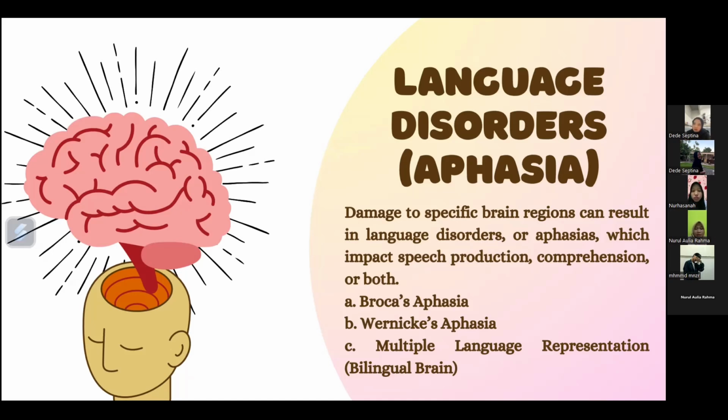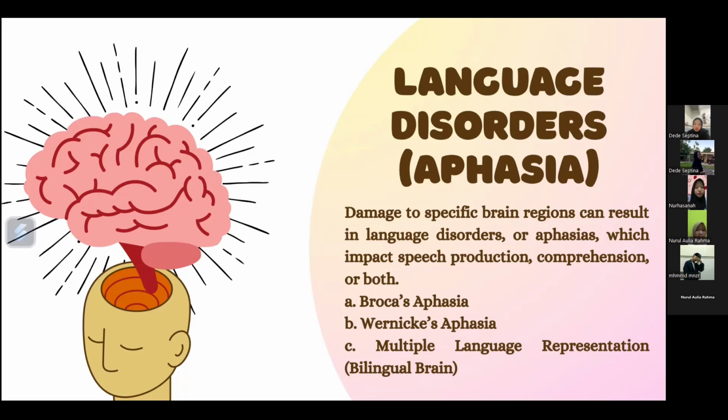This progressive condition leads to difficulties in naming objects and using specific words correctly, gradually eroding language skills over time. So these disorders demonstrate how different aspects of language, speaking, understanding, and meaning, are controlled by distinct brain areas.